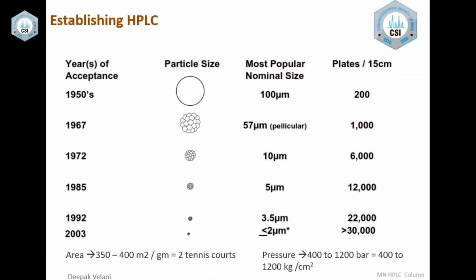Regular HPLCs work at up to 400 bar, and UHPLCs or UPLCs work up to 1200 bar. Now, 1 bar is equivalent to 1 kg per centimeter square. So 400 kg per centimeter square, you can imagine what tremendous pressure that will be.